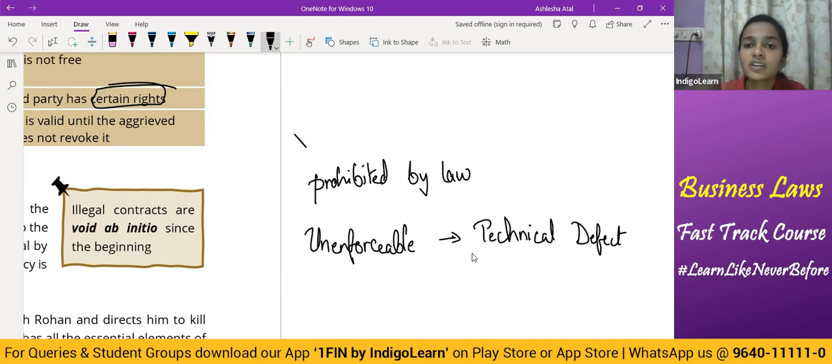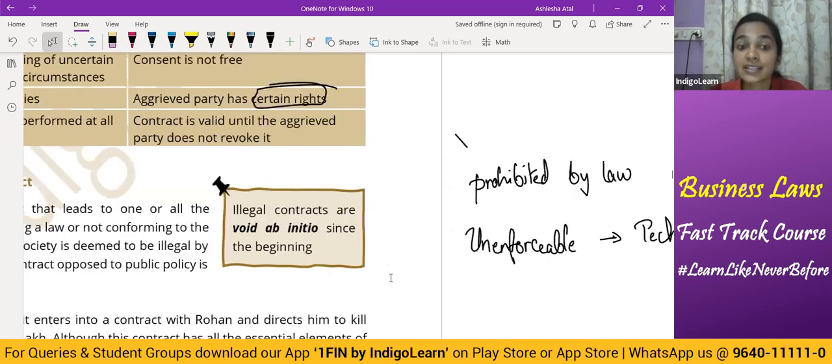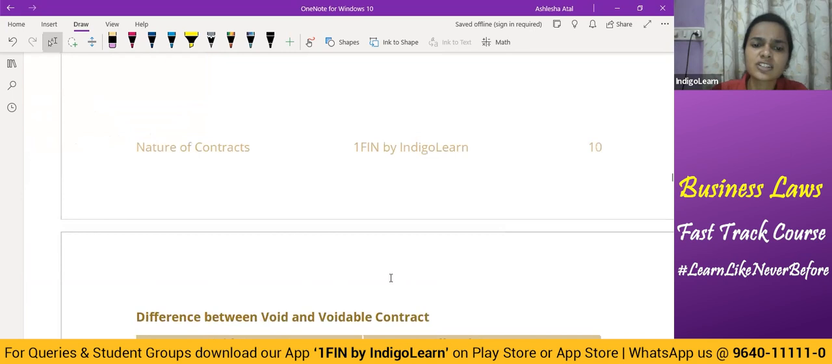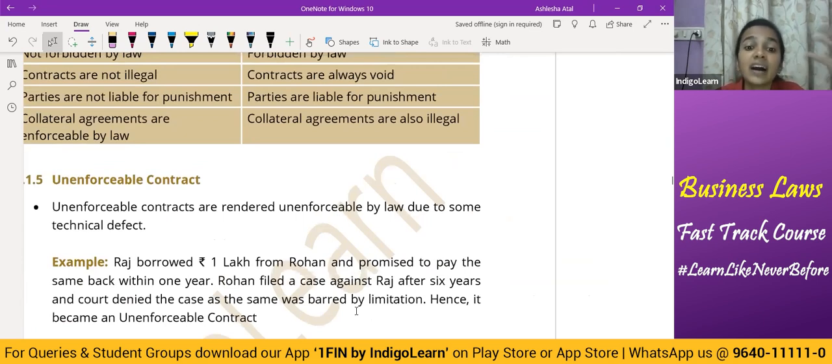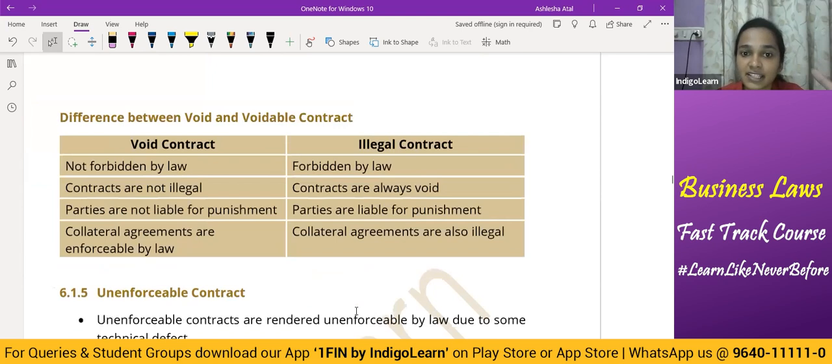A contract of insurance has to be in writing, and if you do not have it in writing, then you cannot say that I have an insurance policy in my name. So in certain situations, there are certain technical defects in the contract which make them unenforceable. Say something which has to be in writing is not in writing, something which had to be registered has not been registered yet. So there's some technical defect which makes the contract unenforceable.